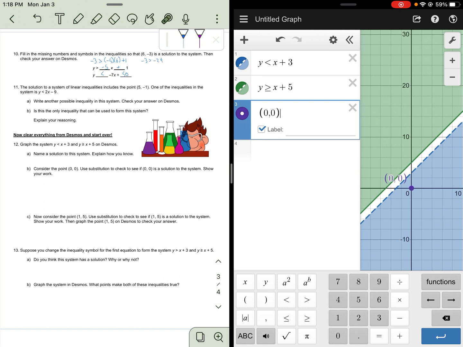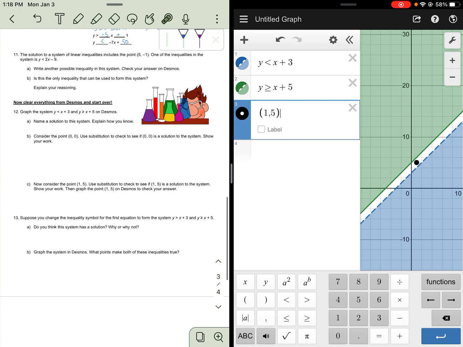Now consider the point 1, 5. So let's get rid of that one. We'll do 1, 5. And use substitution to check to see if 1, 5 is a solution to the system. So now you can see graphically that that point is not in either shaded region. So it's not a solution to this or a solution to that. Therefore, it's for sure not a solution to the system because it doesn't work on either one. But to be a solution to the system, it's got to work for both.